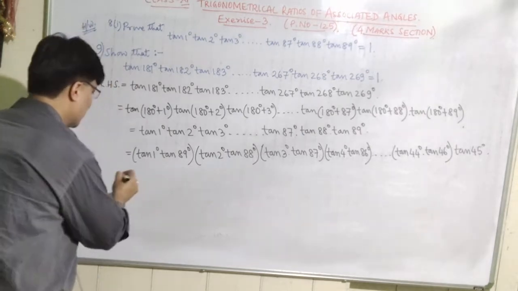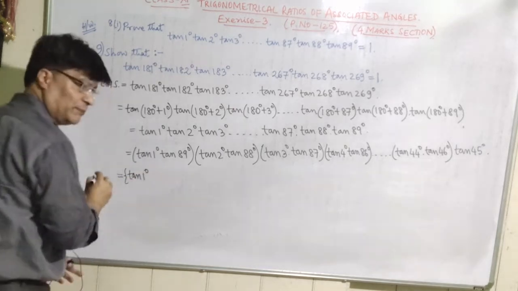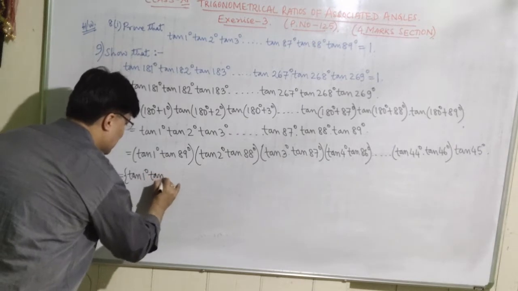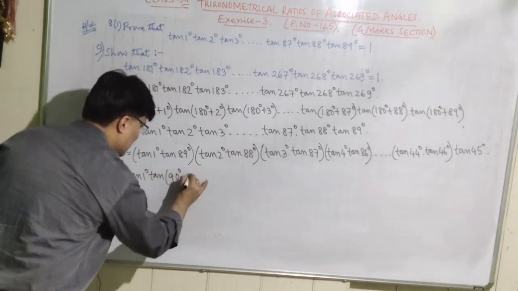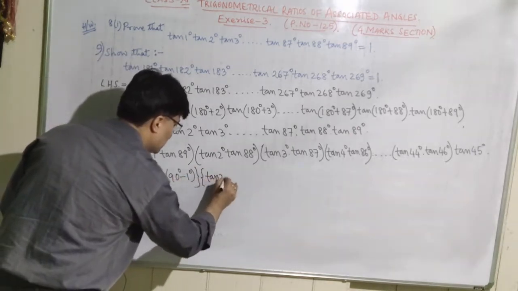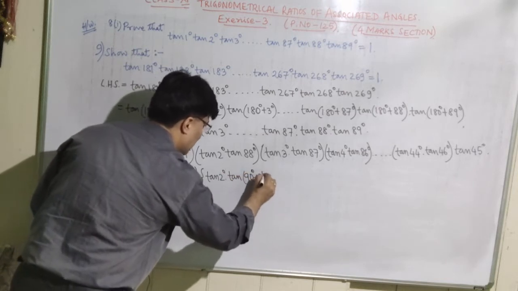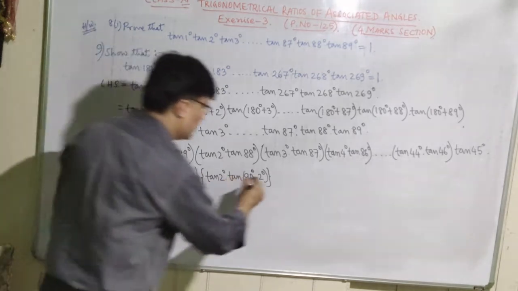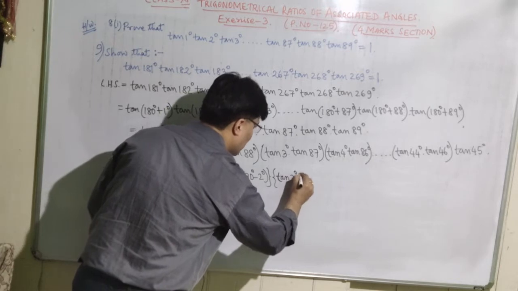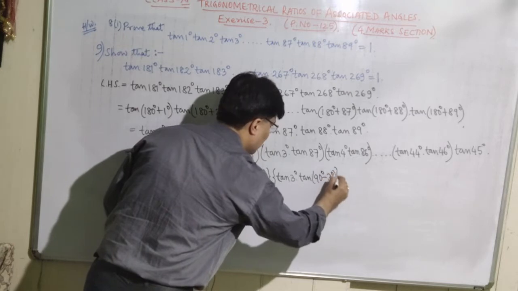Okay. So let us simplify it now. So which is equal to, this is tan 1 degree. You can write it in terms of 1 degree, isn't it? 89 can be written as tan 90 degree minus 1 degree. Is that clear? Similarly here, tan 2 degree into tan 90 degree minus 2 degree. Similarly here, this is tan 3 degree into tan 90 degree minus 3 degree.